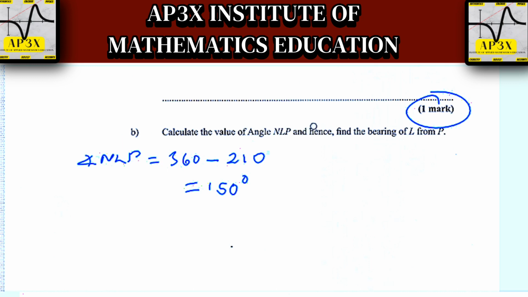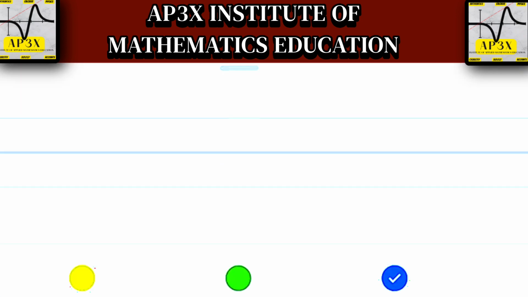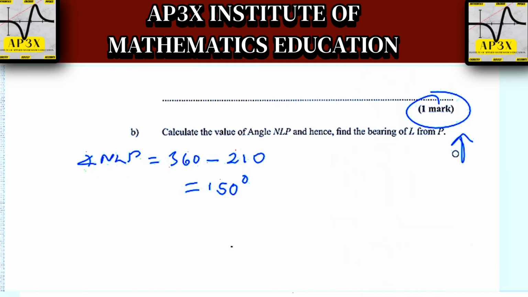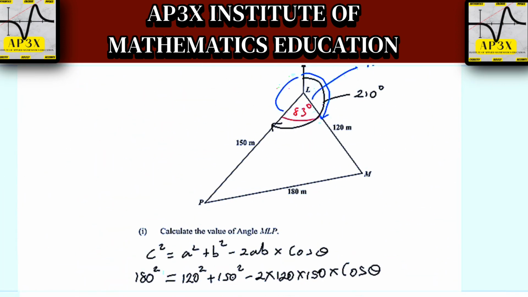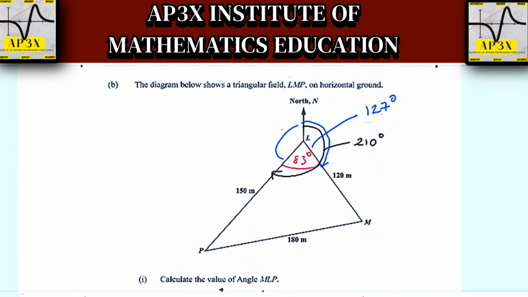And so they say, hence now we should find the bearing of L, but this time we have to measure it from P. So we need a north line. Let's get our north line at P and go all the way around to L. Remember that a bearing is measured in a clockwise direction. So all the way to L, we're looking for this angle right here, this angle right inside here.